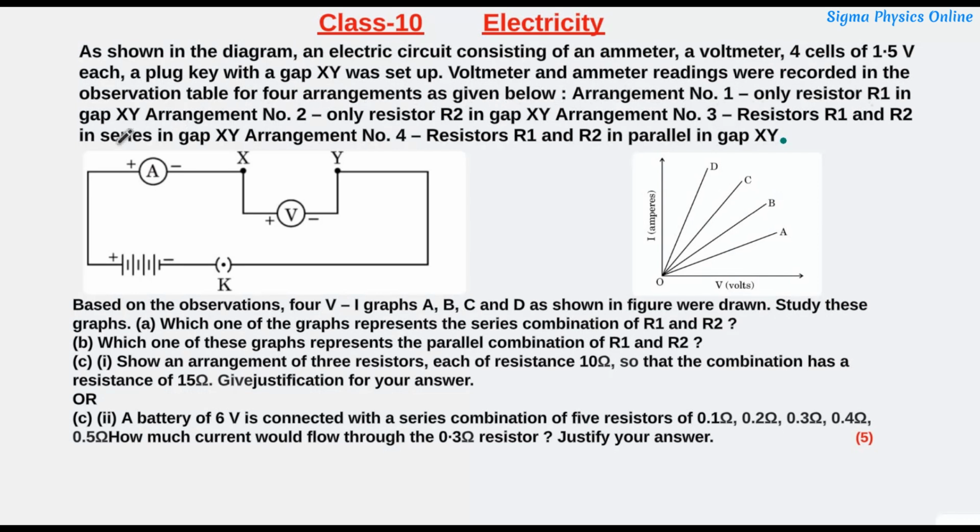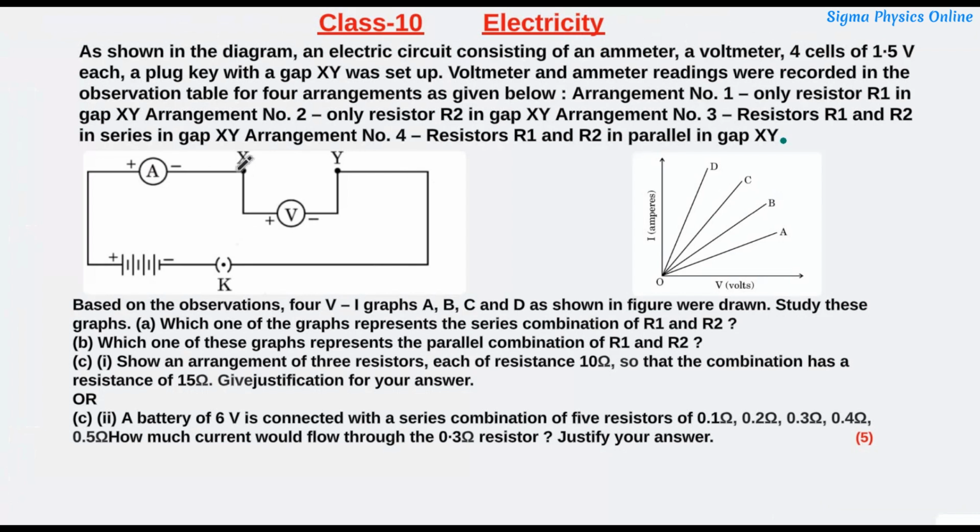Arrangement number 1, only resistor R1 in the gap XY. Arrangement number 2, only resistor R2 in the gap XY. Arrangement number 3, resistor R1 and R2 in series in gap XY. Arrangement number 4 has resistor R1 and R2 in parallel in gap XY.